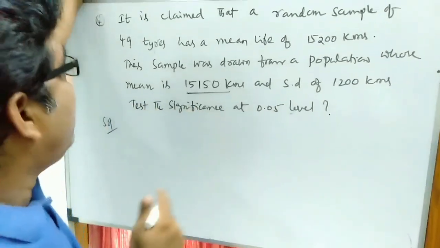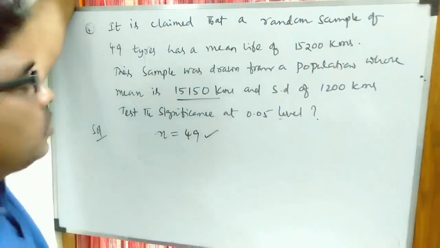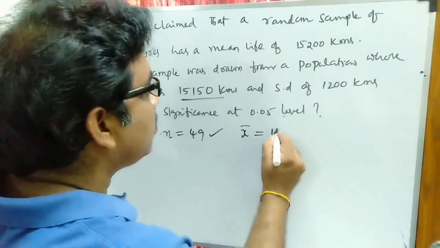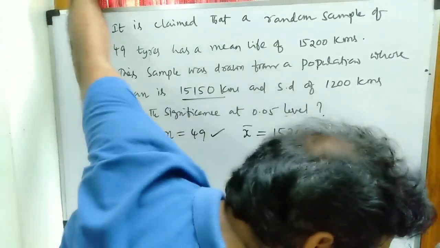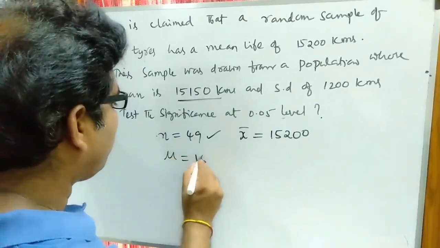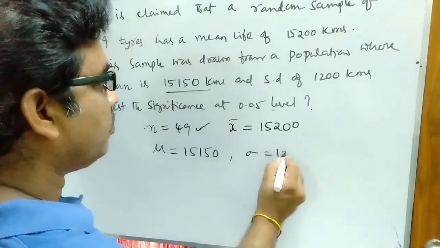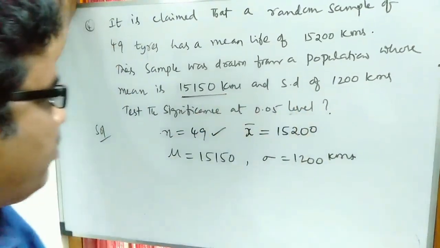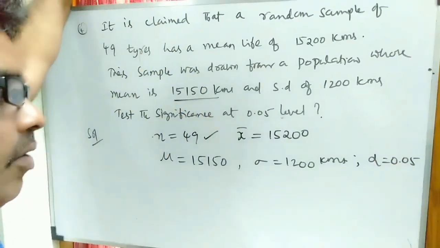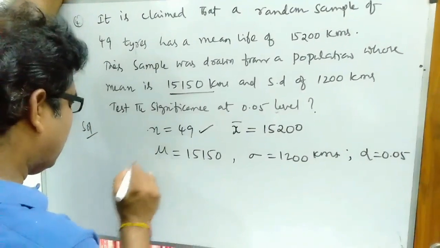That means we are in this model, and also given that n is equal to 49, it is a large sample, so we have to go for a large sample test. x bar, that is the sample average value, is 15,200 kilometers, and also given mu is equal to 15,150 and standard deviation sigma is equal to 1200 kilometers. This is the given information, and we have to do this test for 0.05 level of significance. So now I am going for the procedure to test the given hypothesis.